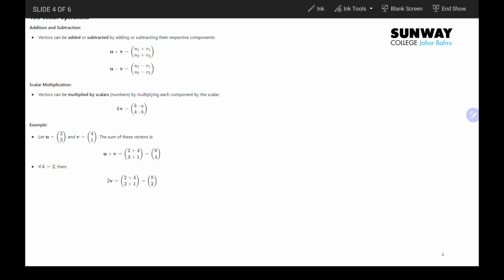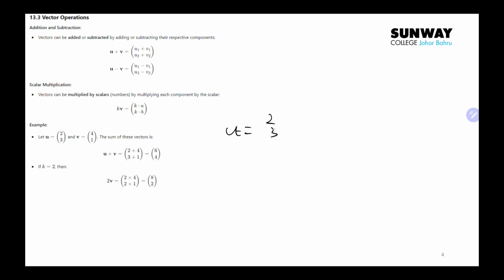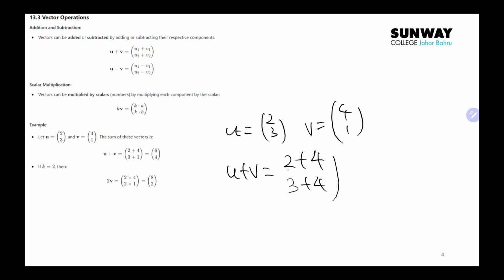For operations related to vectors, we perform them as normal operations would be done. We add up the values of the same dimensions together. For example, if u equals (2, 3) and v equals (4, 1), and we would like to add these two vectors, u plus v, all you have to do is add the same dimensions: 2 plus 4, and in the y-axis, 3 plus 1, and you will get (6, 4).